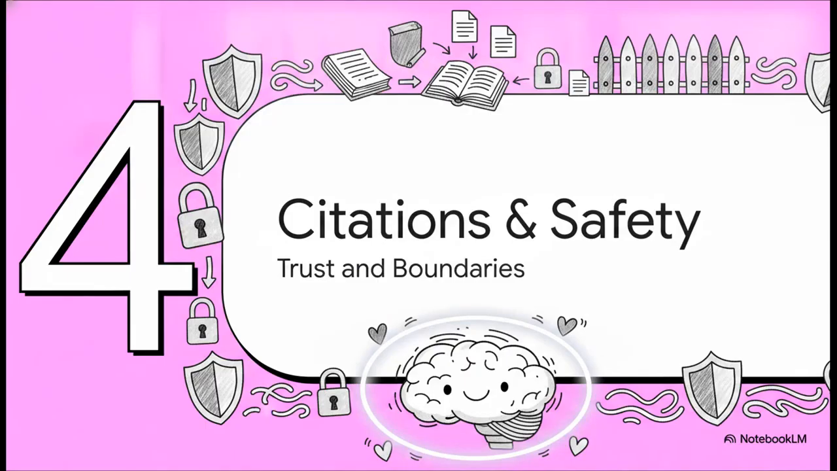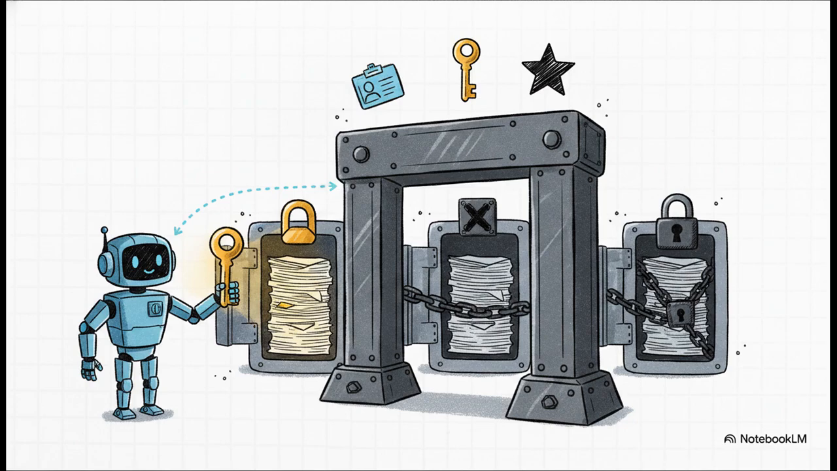Section 4, Citations and Safe Boundaries, Trust and Boundaries. This brings us to honestly the most critical production phase of this explainer. Having a really smart AI is totally useless if it's dangerous or if it leaks data. Safety and trust, those are our ultimate goals here. So let's talk about permission filtering essentials.